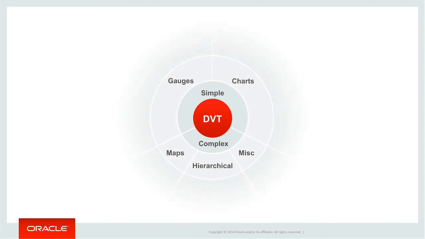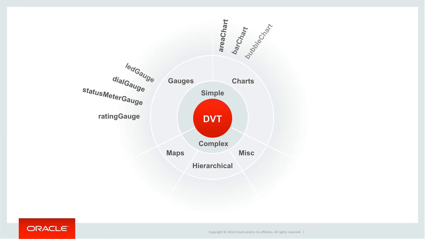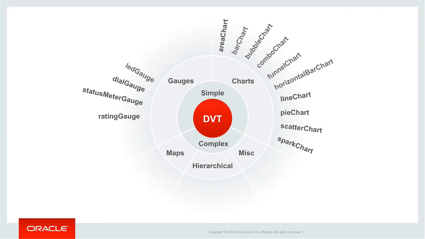This can then be further split out into subcategories. In the simple category you have gauges, which are the simplest of all DVT components to work with, as typically they're based on a single value. Then you have charts, of which there is a large range available to developers, many of which you'll be familiar with: bar charts, pie charts, line charts.